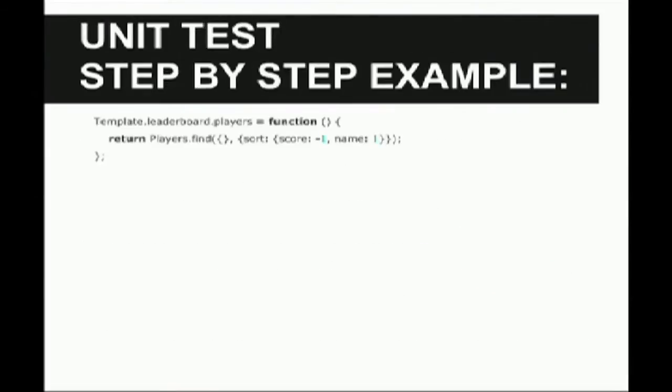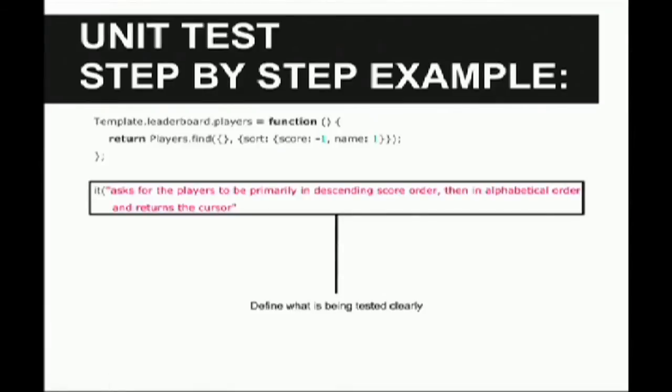So here's a unit test example. Template.leaderboard.players basically is a function, and this should be quite familiar. It has a reactive data source. So basically it's doing player.find, and it's sorting primarily by descending score order and by ascending name order. So just like before, that's exactly what we write. We say it asks for the players primarily in descending score order, then in alphabetical order, and returns the cursor.